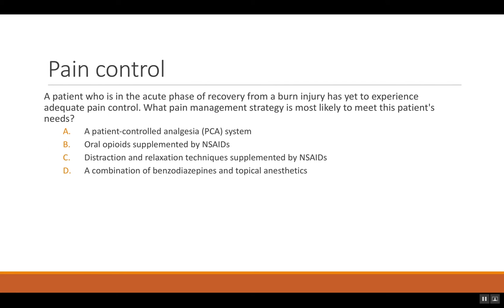So a patient who is in an acute phase of recovery from a burn injury has yet to experience adequate pain control. What pain management strategy is most likely to meet the patient's need? And it's A. PCA is really a good thing to let the patient be able to manage their pain themselves as well and not be waiting for pain medication.